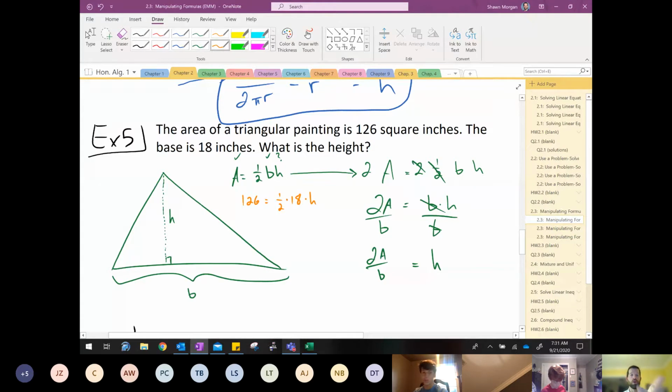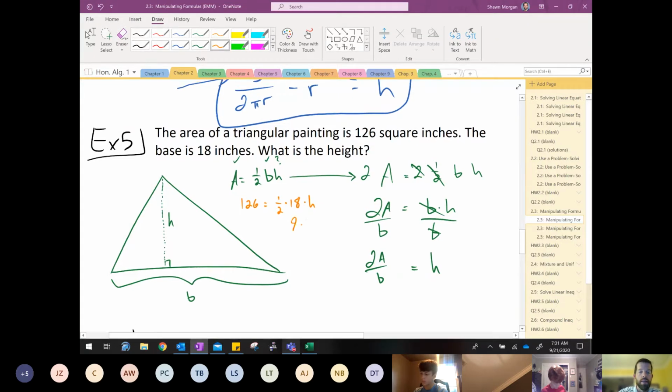Now, in that case, in orange there, look at what we're doing. We're just plugging and chugging, aren't we? So half times 18 is 9. And then if I've got 126 on the left and 9h on the right, just like Quentin said a moment ago, all I have to do is divide both sides by 9, right? So I got h equals, what's 126 divided by 9? I know it is a multiple of 3.